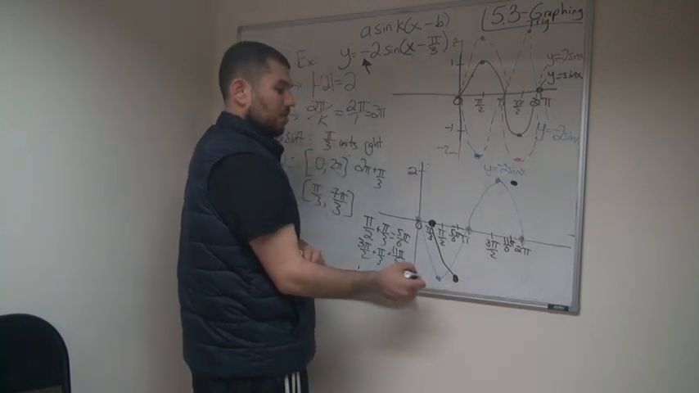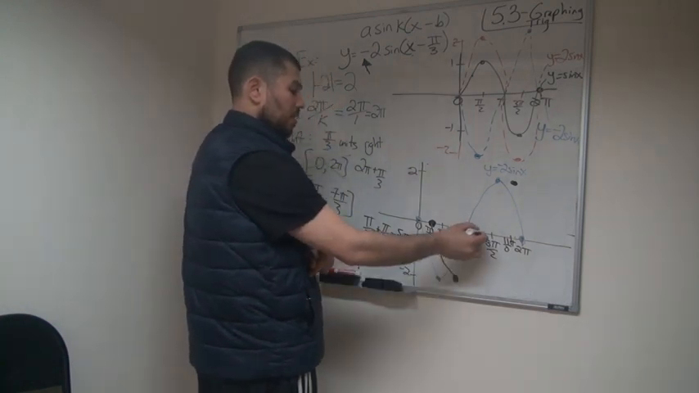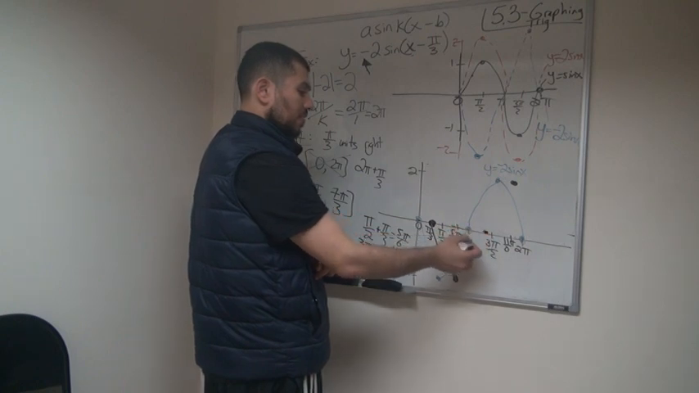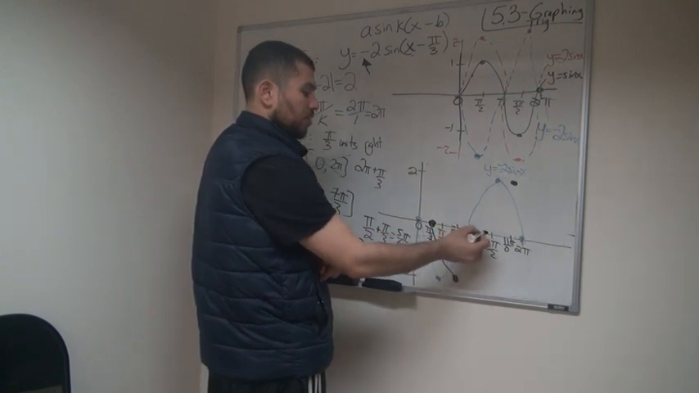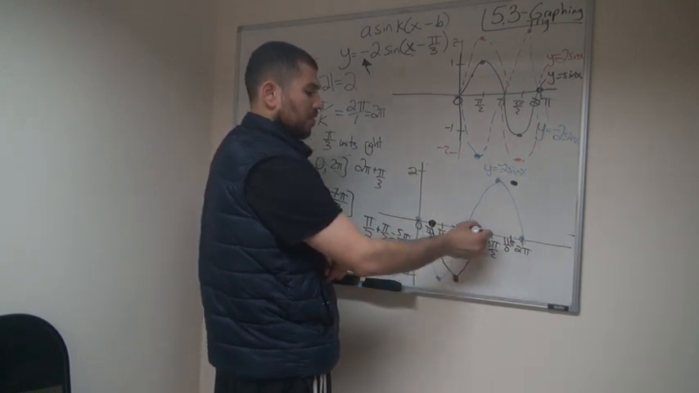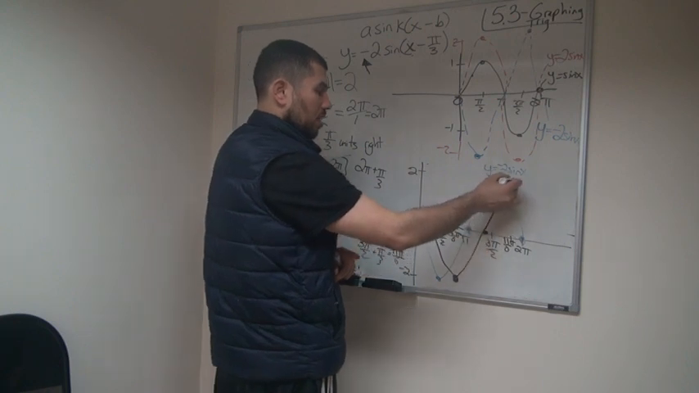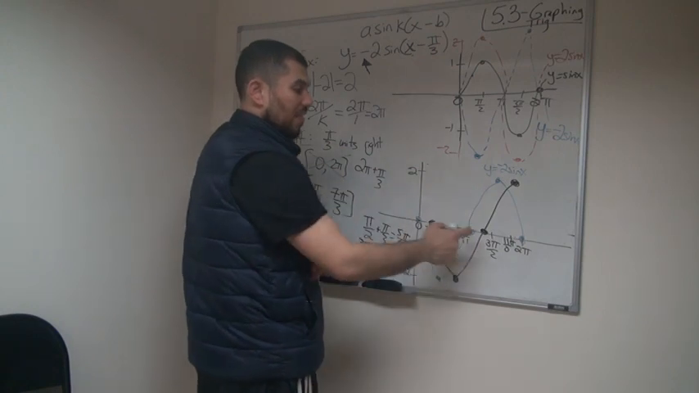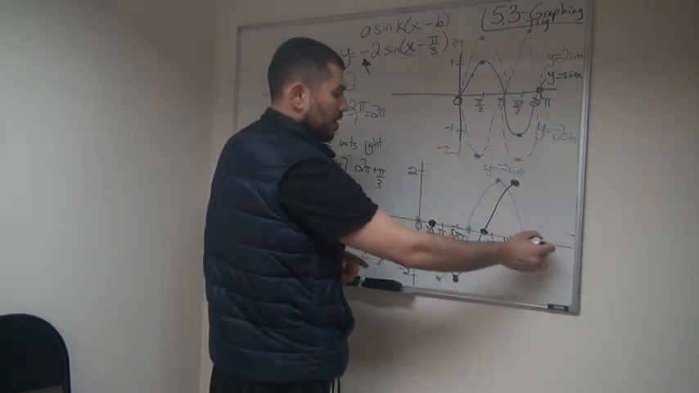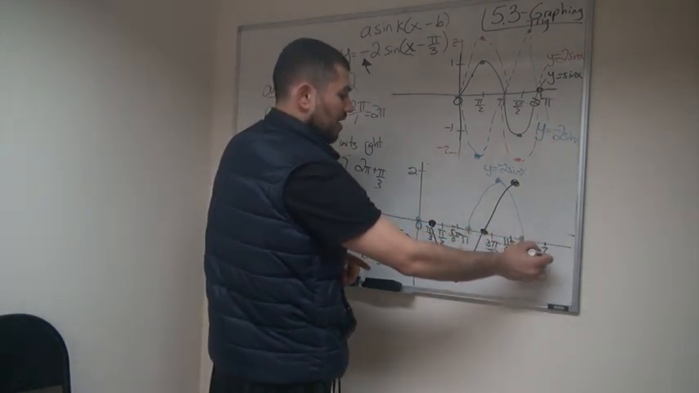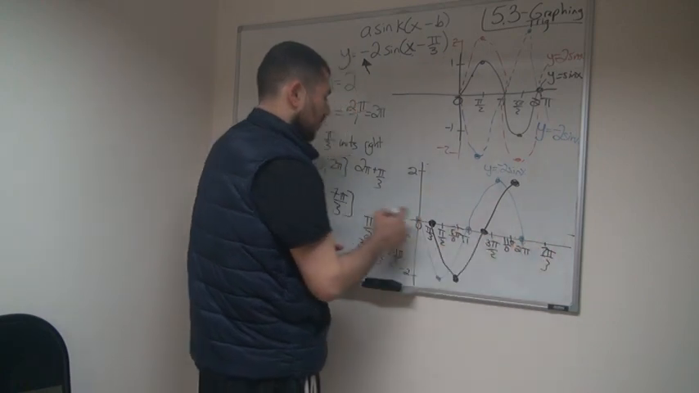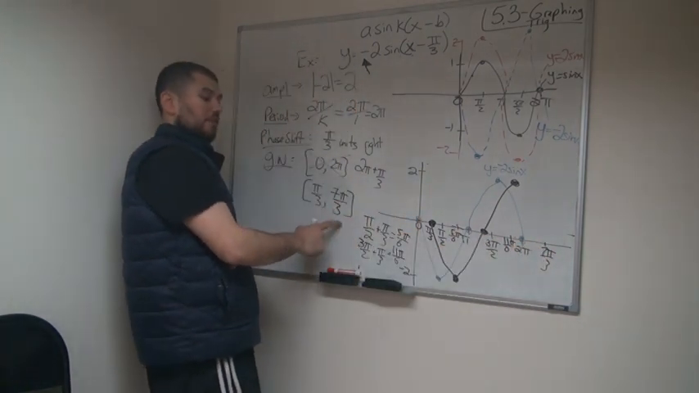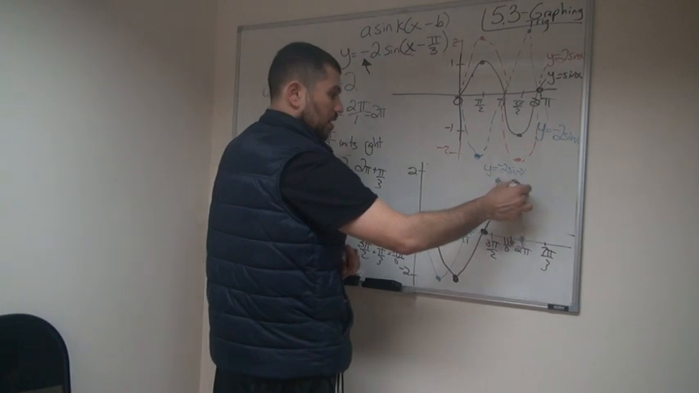I skipped my 0, which would have been directly to the left of 3 pi over 2, because I moved this point 3 pi over 2, pi over 3 units as well. And then the 2 pi moves pi over 3 units to 7 pi over 3, which we already solved for because we have the graphing window from pi over 3 to 7 pi over 3.